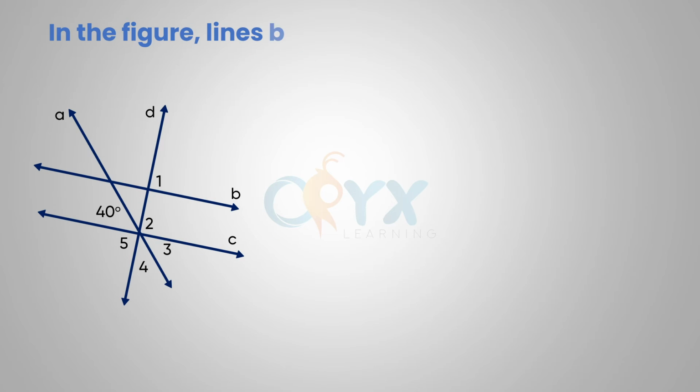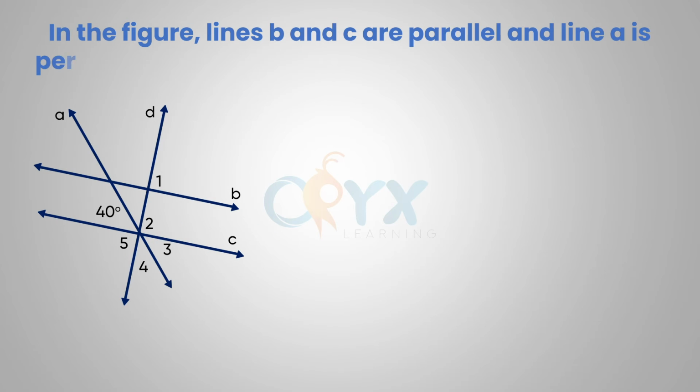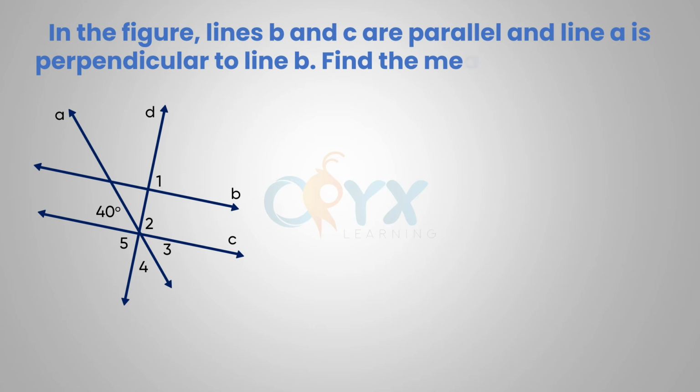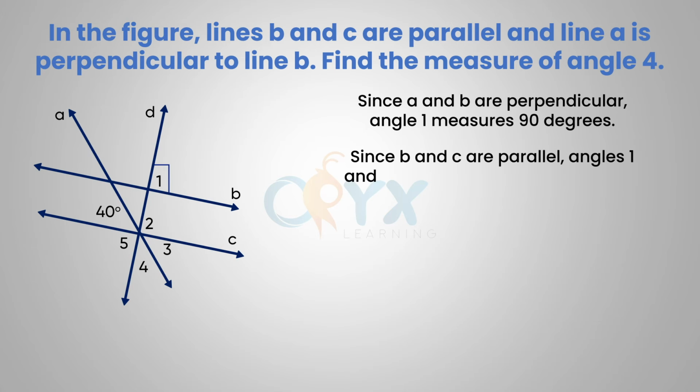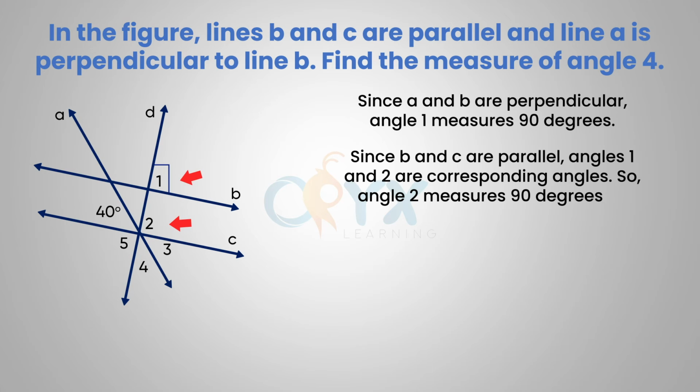In the figure, lines B and C are parallel, and line A is perpendicular to line B. Find the measure of angle 4. Since A and B are perpendicular, angle 1 measures 90 degrees. And we'll denote that with a square at the corner. Since B and C are parallel, angles 1 and 2 are corresponding angles, so angle 2 measures 90 degrees as well.